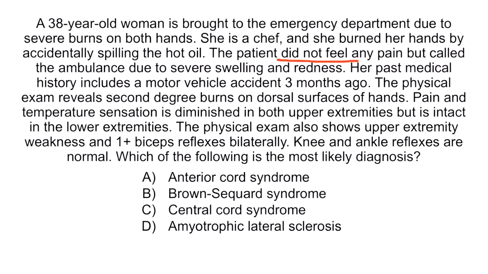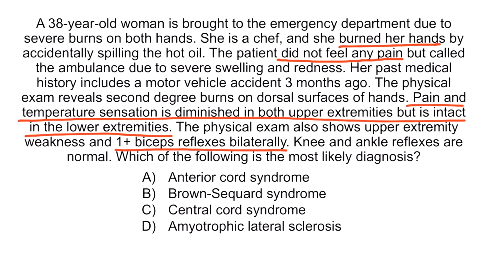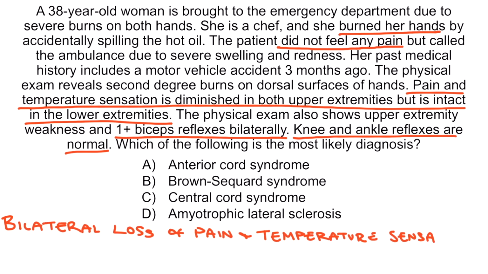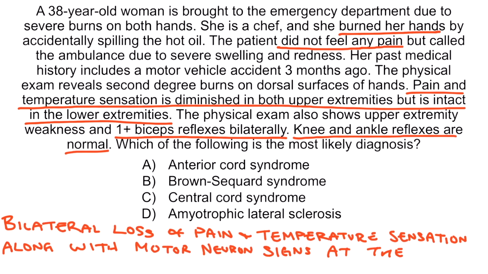This patient did not feel any pain while accidentally spilling the hot oil on her hands. Pain and temperature sensation is diminished in both upper extremities but is intact in the lower. Upper extremities reflexes are diminished, evidenced by a 1+ bicep reflex. However, the knee and ankle reflex are normal. Bilateral loss of pain and temperature sensation along with lower motor neuron signs at the level of lesion is consistent with central cord syndrome. The central cord syndrome likely developed as a result of spinal trauma after the motor vehicle accident 3 months ago. Therefore, the correct answer is option C.